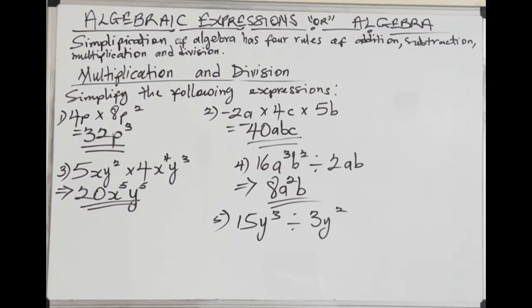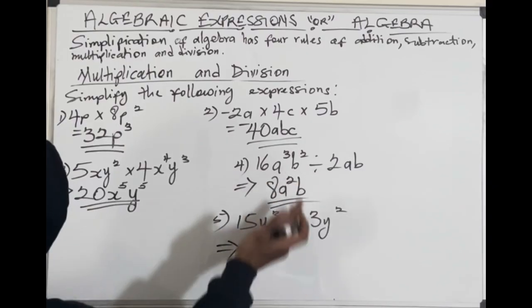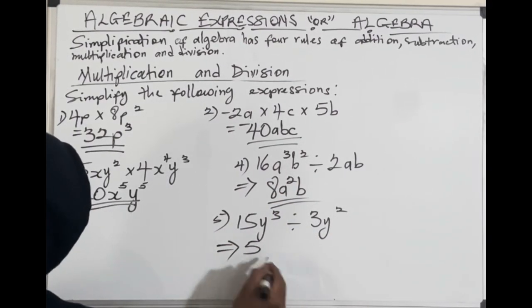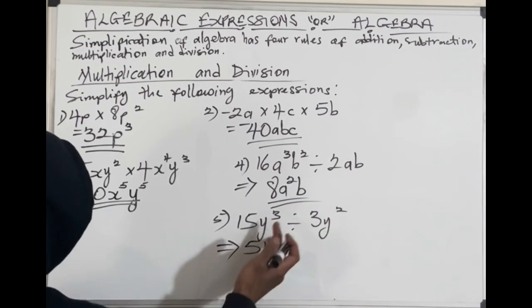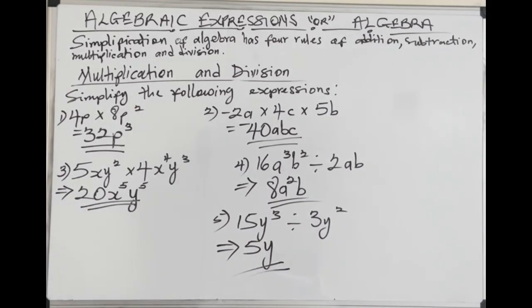Okay, so let's do this last example and then move forward. The same way, 15 divided by 3 is what? 5. Then y, we subtract 1, but we don't write it. So 5y. Very easy, okay?